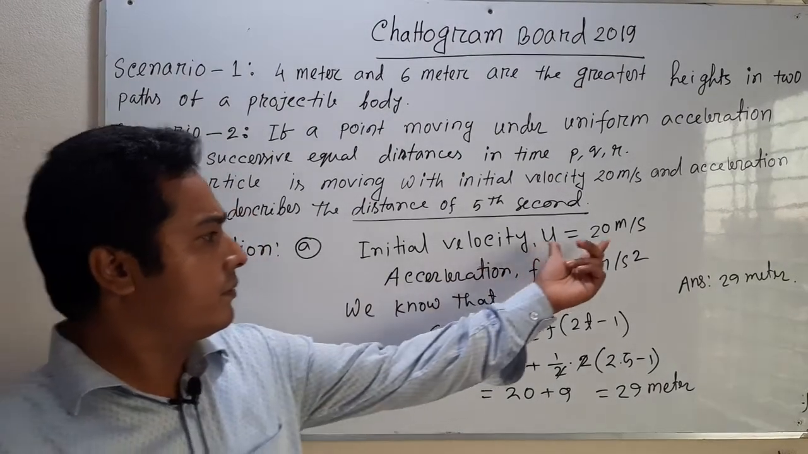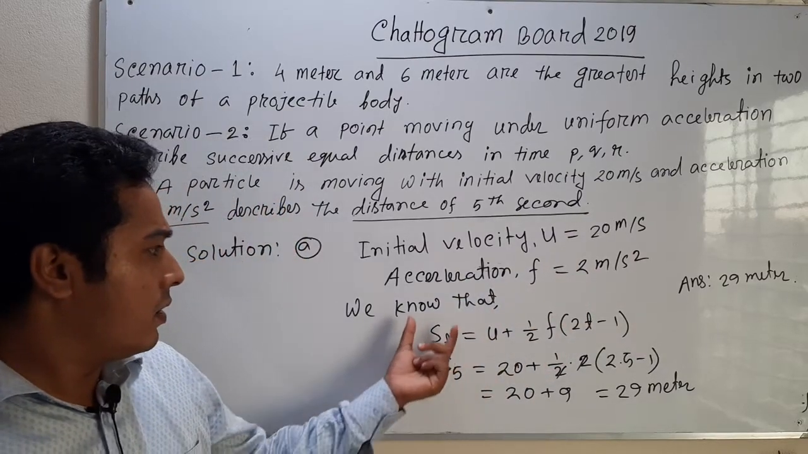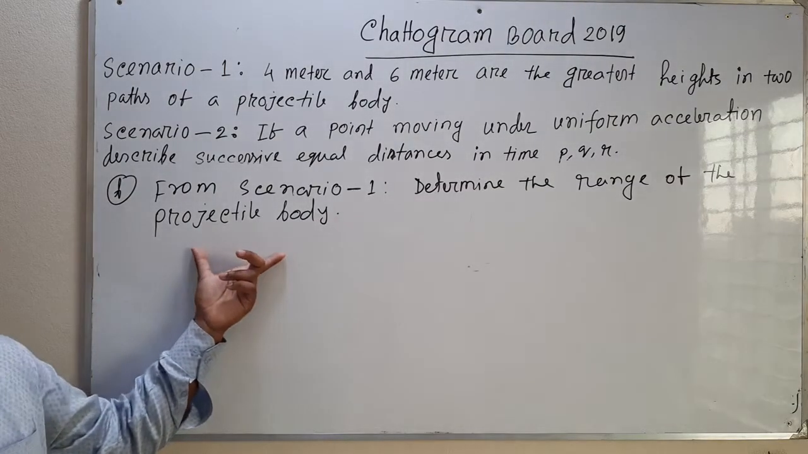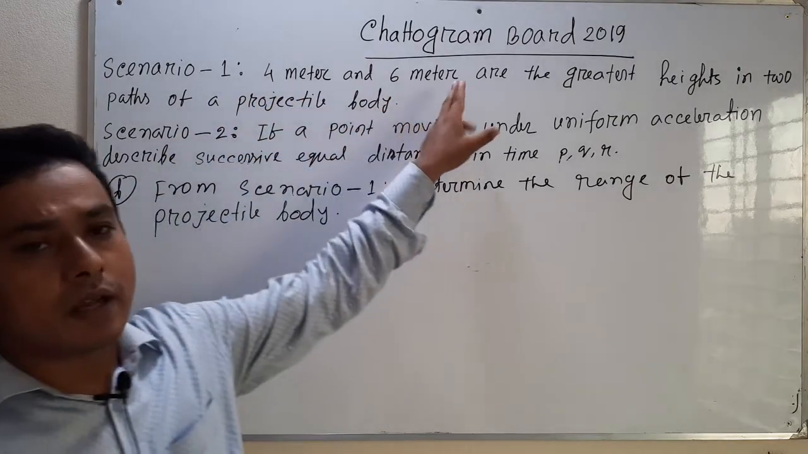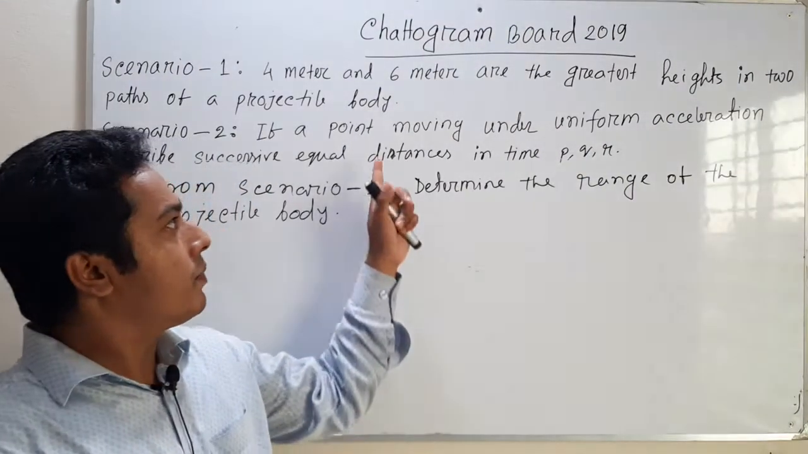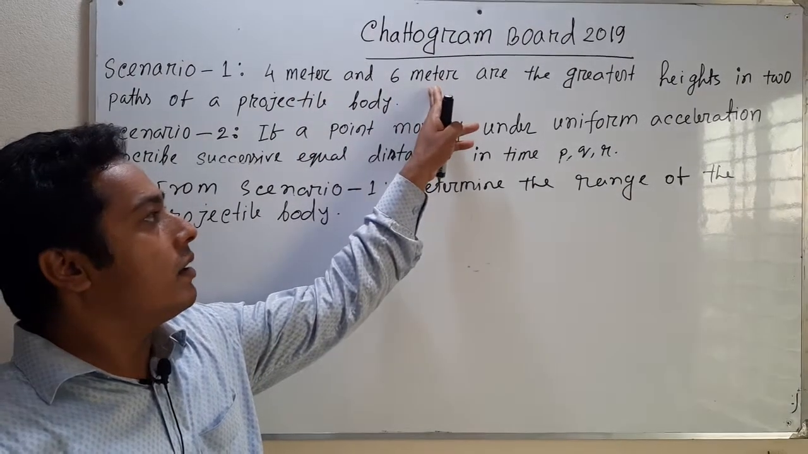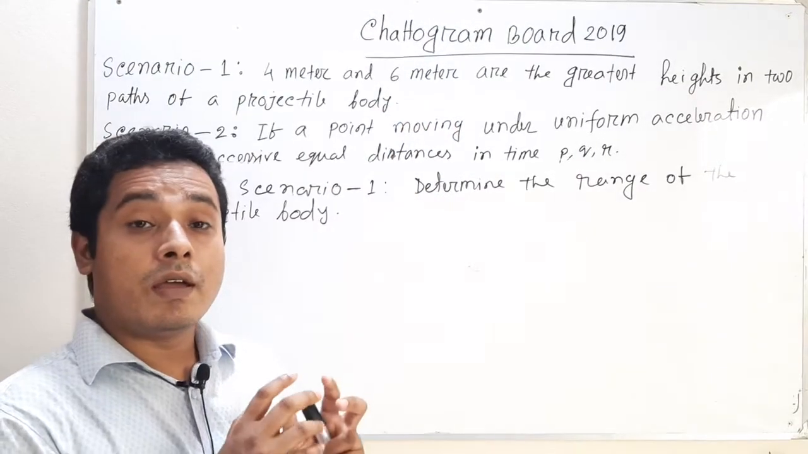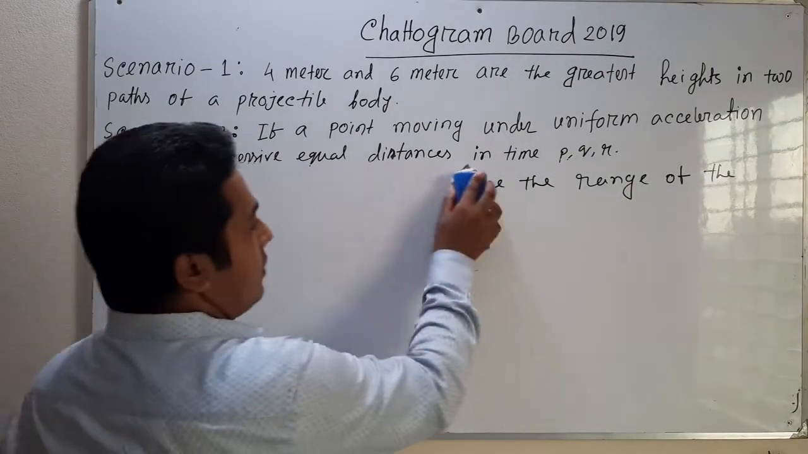This is the answer of question A. Initial velocity is given and acceleration is given, so we can find the distance described in the 5th second. Now question number B, from scenario 1, determine the range of the projectile body. 4 meter and 6 meter are the greatest heights of the two paths of the projectile. For the first path the greatest height is 4 meter if the angle is alpha, and for the second path the greatest height is 6 meter if the projected angle is 90 degree minus alpha.